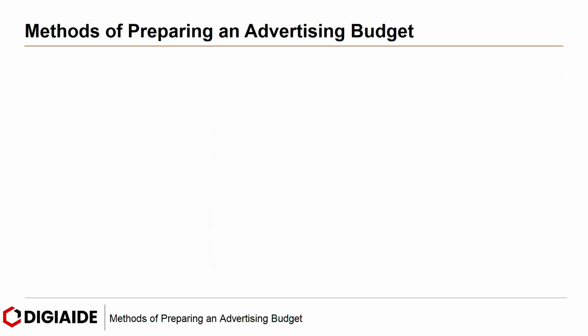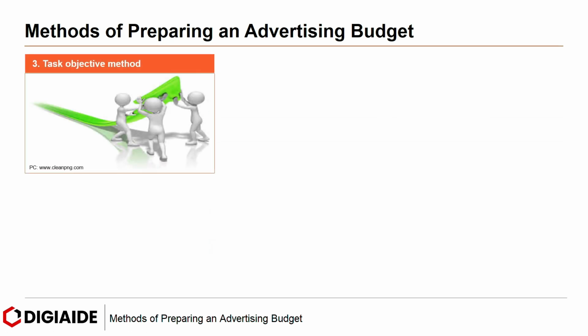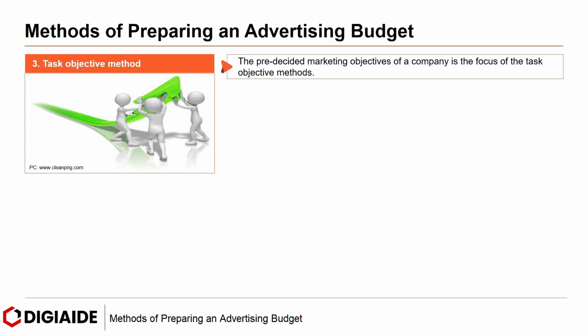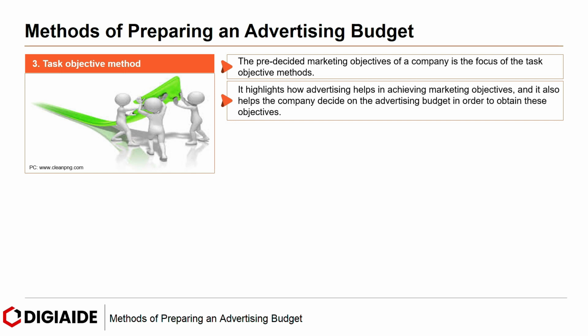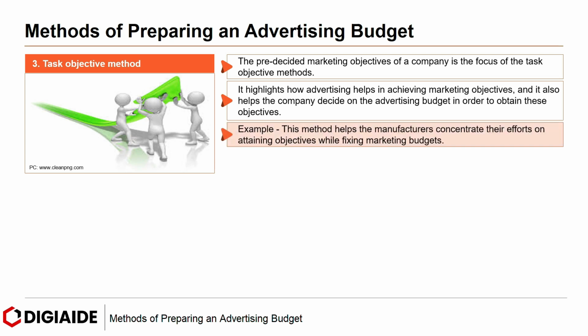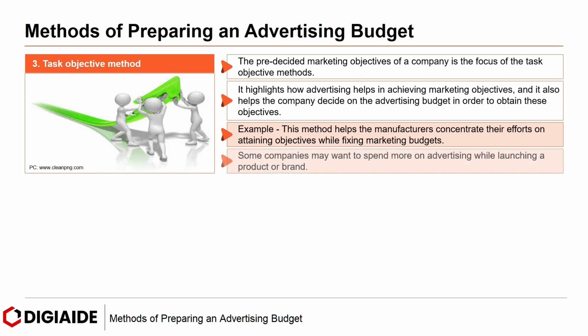Next, task objective method. The pre-decided marketing objectives of a company are the focus of the task objective method. It highlights how advertising helps in achieving marketing objectives, and it also helps the company decide on the advertising budget in order to obtain these objectives. For instance, this method helps the manufacturers concentrate their efforts on attaining objectives while fixing marketing budgets. Some companies may want to spend more on advertising while launching a product or brand.